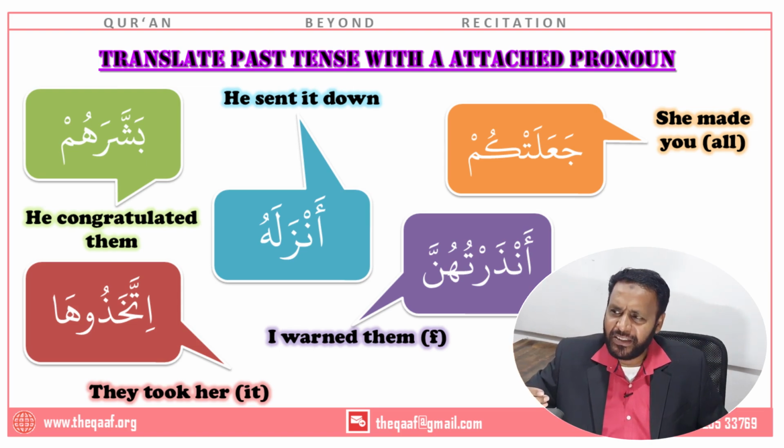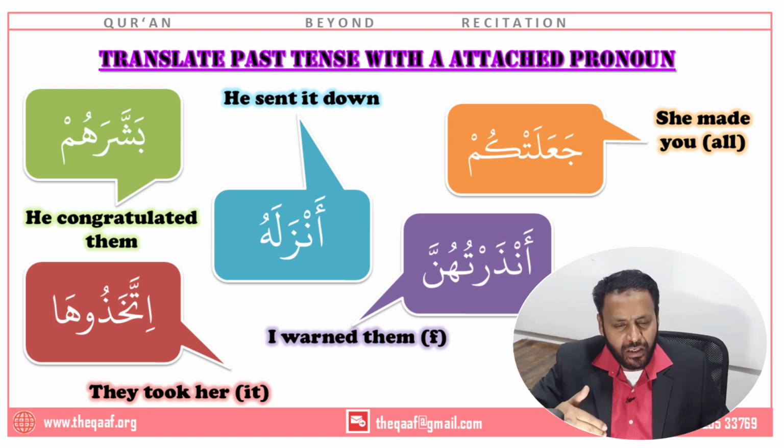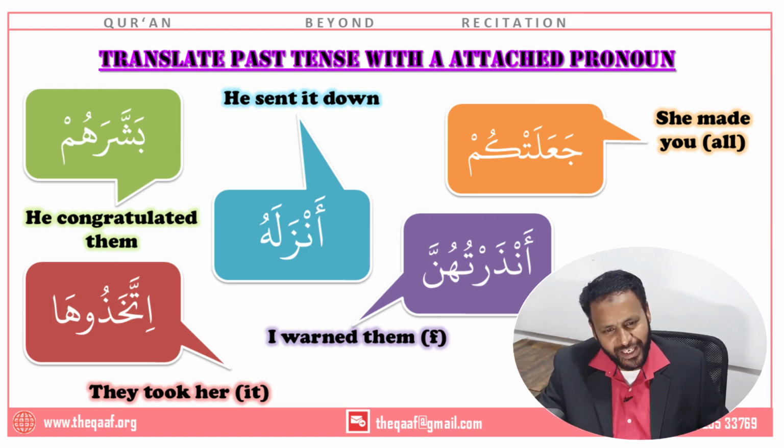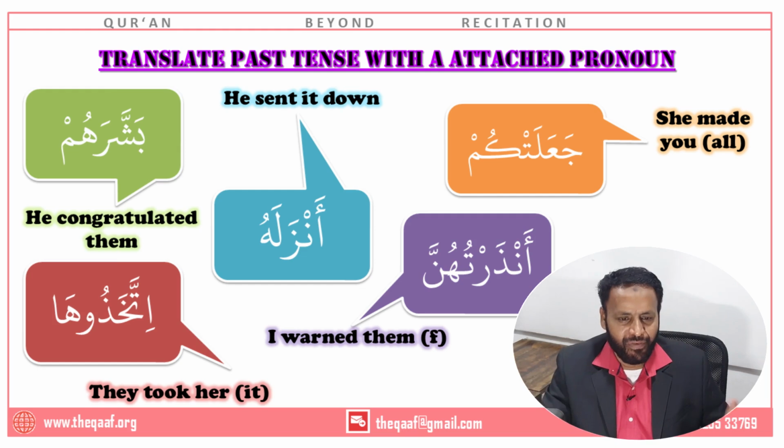Ha is the attached form of hiya. So hiya means she, and ha will be like her, singular. Or we can treat ha as it again. So who can be treated as it? Ha can be treated as masculine, feminine things.